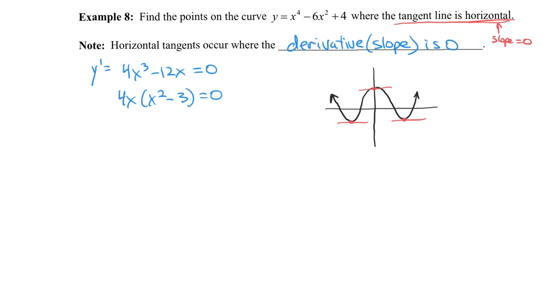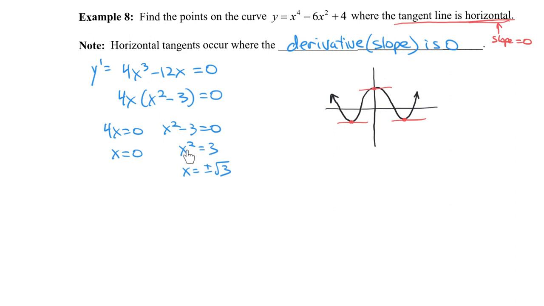Now we can use the zero product property, which basically says if I'm multiplying two things together and I get a 0, the only way that can happen is if either this one or both are 0. So it could be that 4x equals 0, or it could be that x squared minus 3 equals 0. If 4x equals 0, that just means x equals 0, because you could divide each side by 4. Or if x squared minus 3 equals 0, it means x squared equals 3. And that means x equals plus or minus the square root of 3.